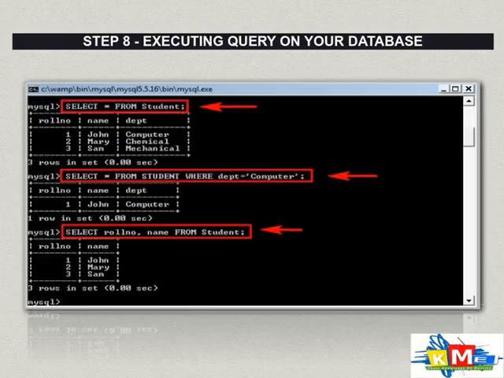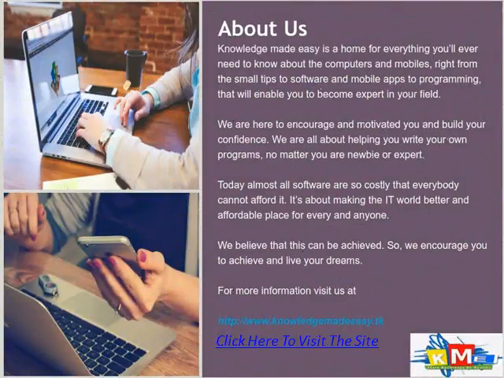In the third, we have specified select roll number, name from student. So this will display only the roll number and the name columns, but all the rows. Right? So this is it. Very simple and easy steps to create a database in MySQL.